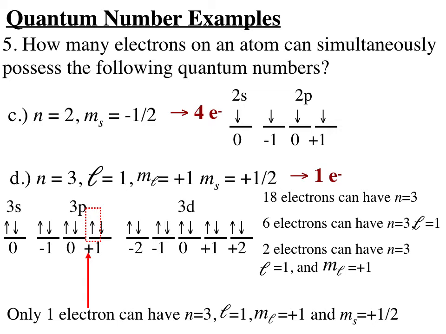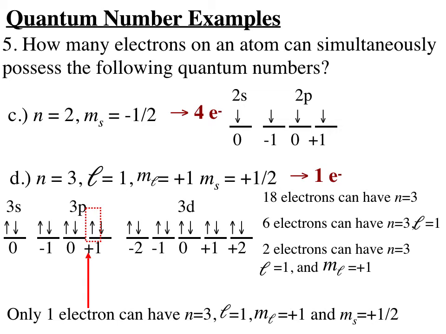Now, to figure out how many electrons can simultaneously have that, we should recognize this is essentially a statement of the Pauli principle. No 2 electrons on the same atom can have 4 of exactly the same quantum numbers, because you'd be putting those electrons in the exact same location. Only 1 electron can have 4 unique quantum numbers.